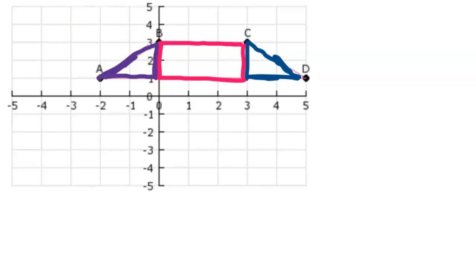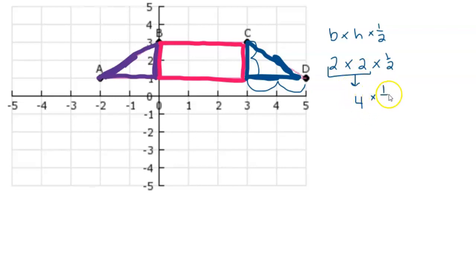Okay, so let's find the area of just the blue triangle first. In order to find the area of a triangle, that is base times height, and then you're going to cut that number in half. So our base is how many squares? Well, it's 2 squares. Our height is 2 squares, and then we're going to cut that number in half. So 2 times 2 is 4, and then we cut that number in half, and that's 2. So the area of my blue triangle is 2.